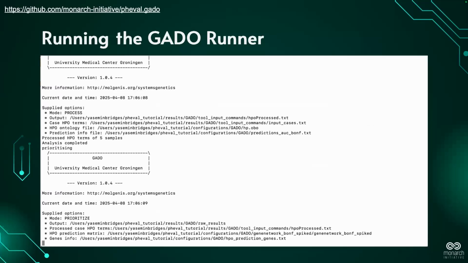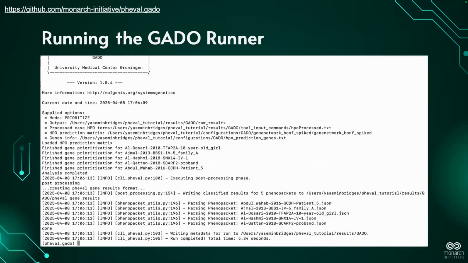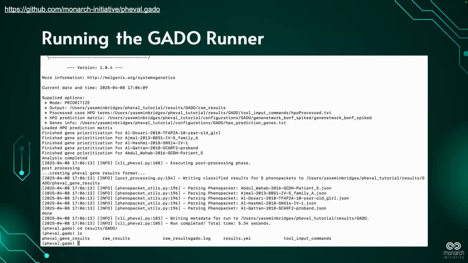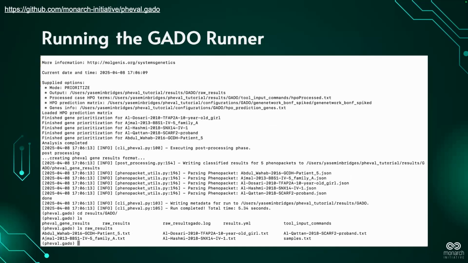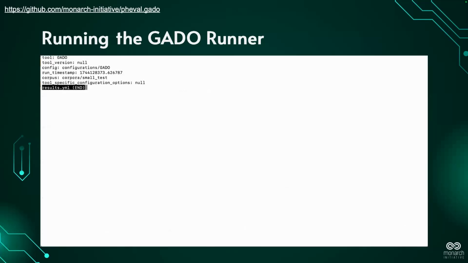And then we run the tool. You can see it runs a little bit faster than Xmizer, and it's about 5 seconds. And then we can check whether all the results have actually been generated and if they're in the right place, and if we've got everything that we expect. So we can see that PhEval's created these subdirectories. And then we've got the raw results from Gado, and then the processed result of PhEval. And then we've also got the metadata.